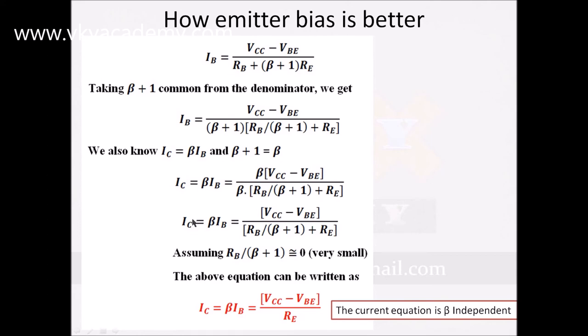Now in this equation, if we are able to make RB by (beta plus 1) very small, nearly equal to 0, or you can say very much less than RE, then the RB by (beta plus 1) term can be neglected. Once this term is neglected, the above equation can be written as IC is equal to (VCC minus VBE) by RE, and this current equation is completely independent of beta. So we need to keep in mind this equation, because this is a very important equation.